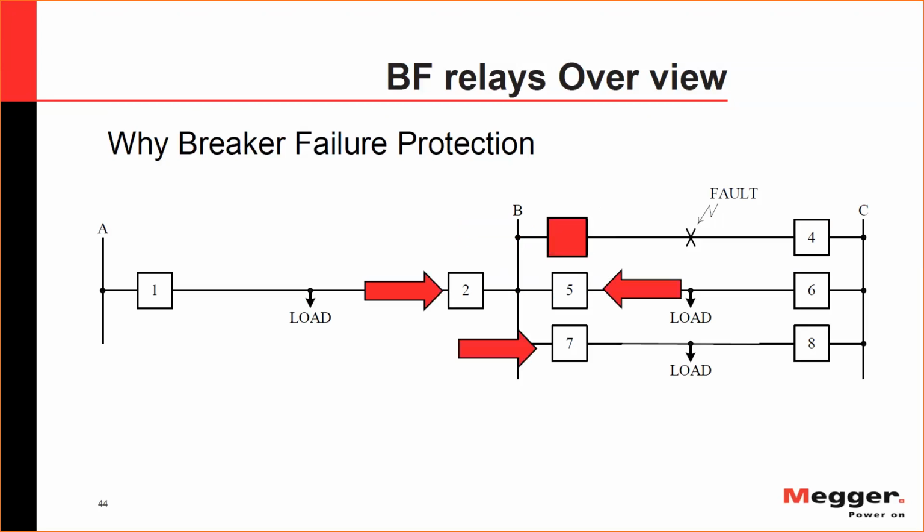Basically, it has a mechanical jam or it has something in it. So in this case, we still need to clear that fault. For that, we will operate the other upstream breakers, and maybe the whole bus bar, using the breaker failure protection. So breakers number 2, 5, and 7 will all be operated to compensate for the failure in breaker number 3.